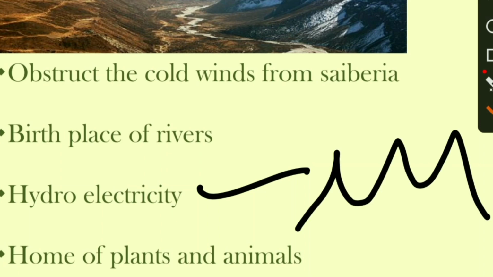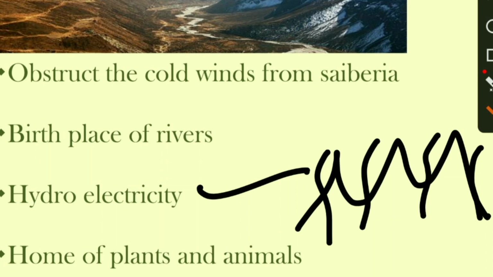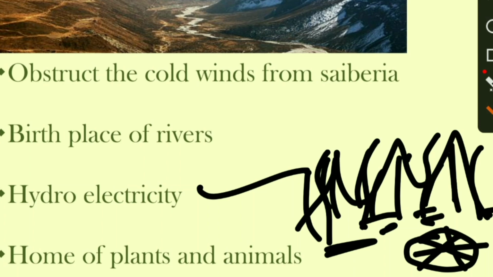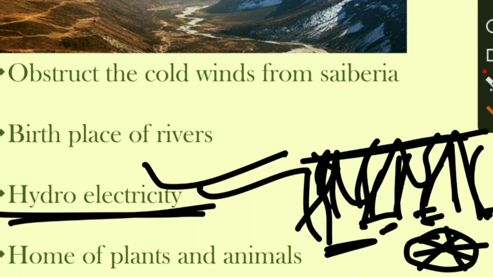In this mountain range, small rivers will be always flowing. Many waterfalls will be formed. By these waterfalls, we have been generating hydroelectricity. That is the main use of this.